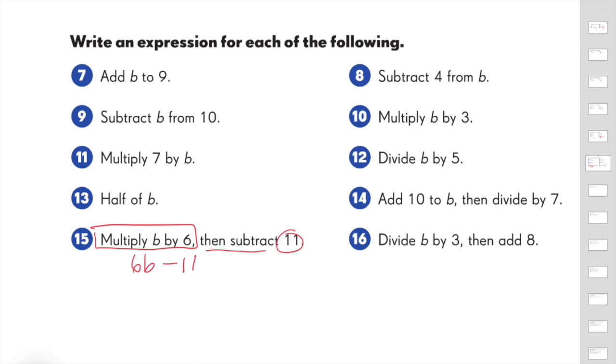And number 16 says divide b by 3, then add 8. So divide b by 3. So b over 3, then add 8.